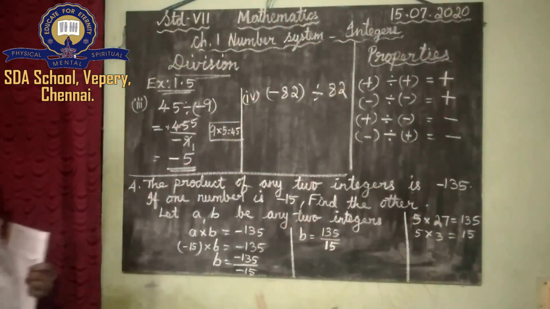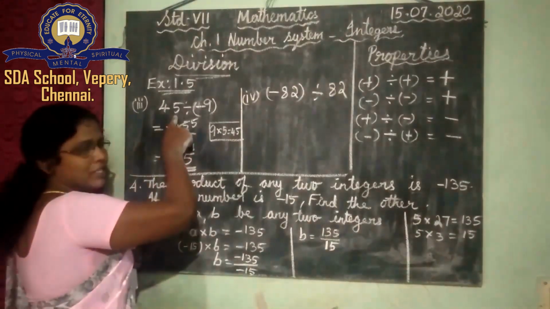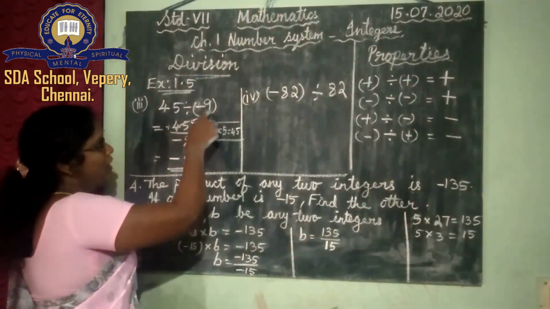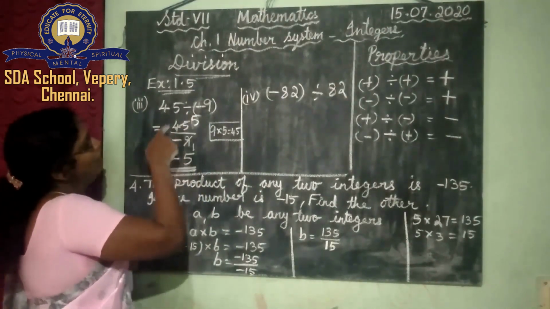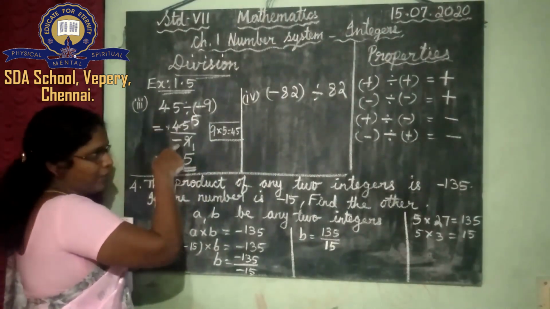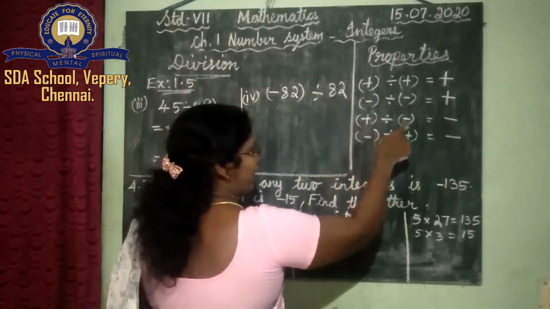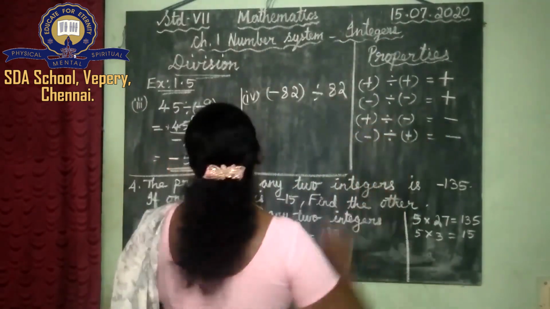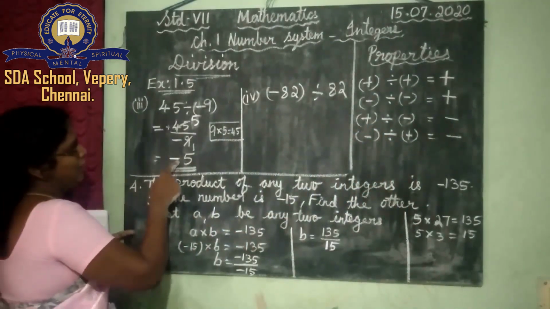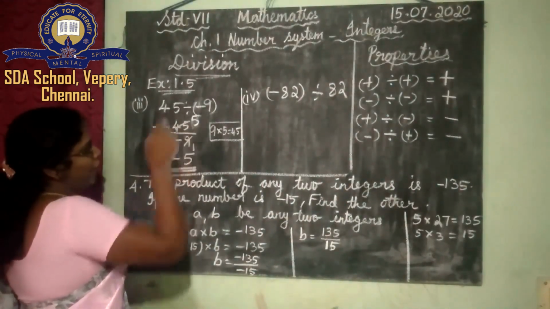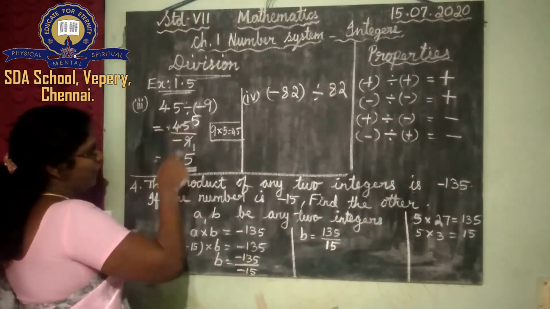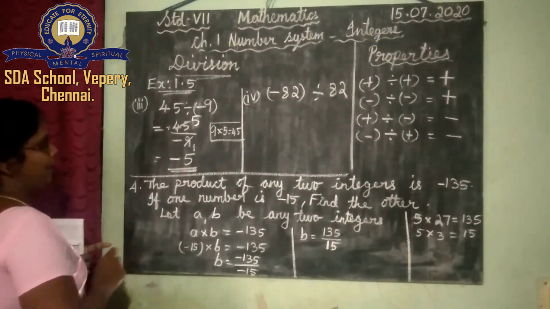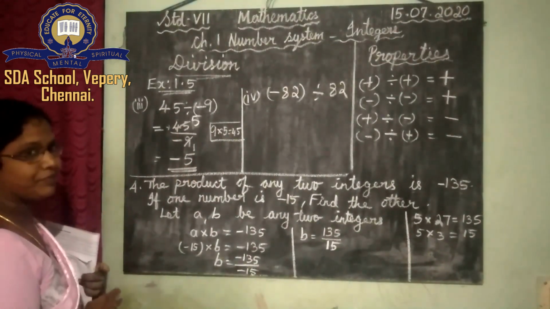Understood? Once again, 45 is divided by minus 9. So plus is divided by minus. When plus is divided by minus, the negative sign means we get minus. So minus here, 1 9 is 9, 5 9s are 45. So I am writing minus 5 as the answer.